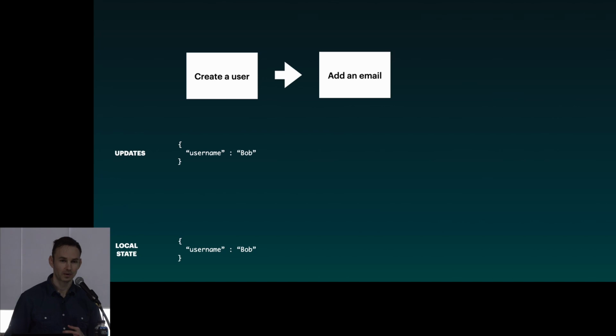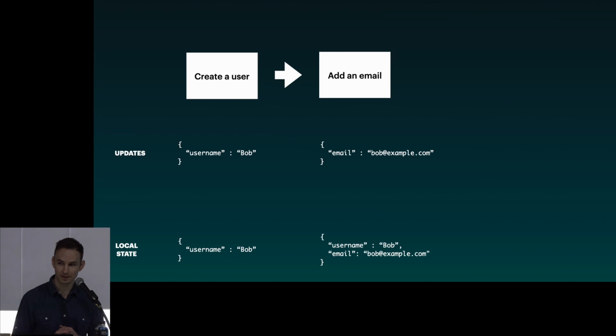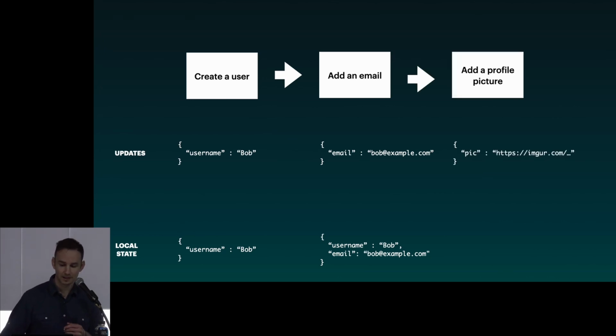Next event. We want to add an email to this user. So here's our update. Here's the email, bob@example.com. And now our local state is username Bob, and we've applied the second event to that state, and we've got email bob@example.com. Now this is just a conceptual example. This isn't the actual JSON that's being sent, but this is just to build the protocol in your mind, foundation level, brick by brick, until you get to the details. Finally, let's say we want to add a profile picture, same thing happens, and then here's our state.